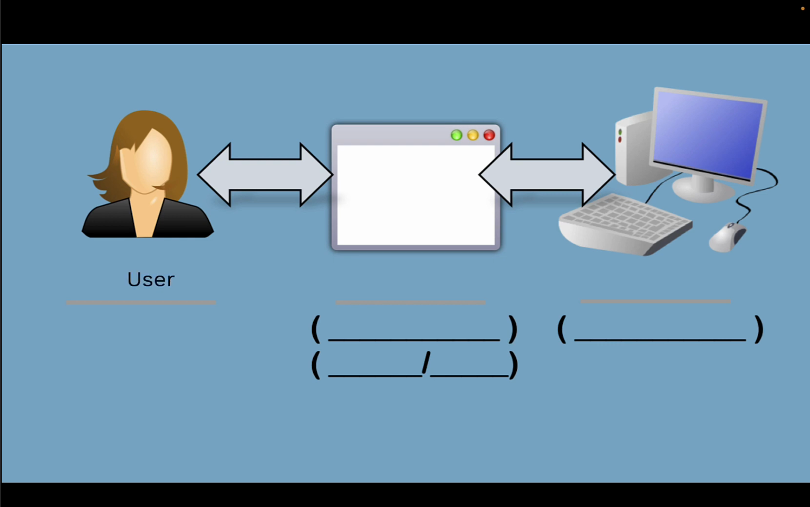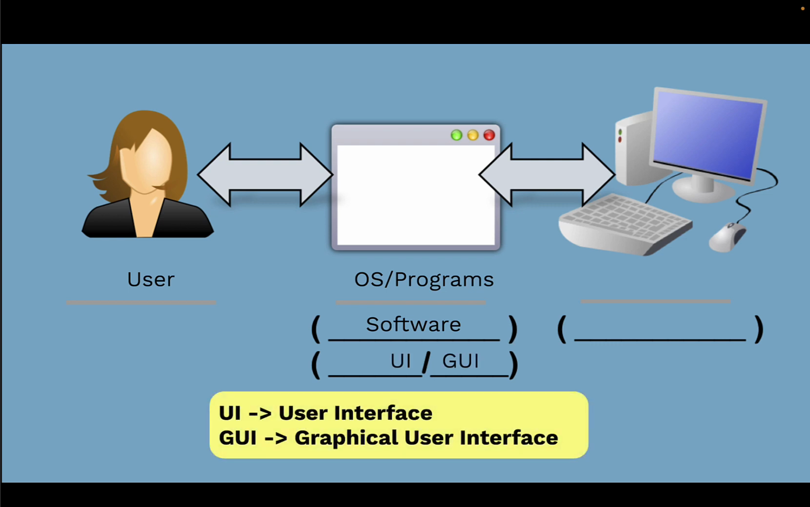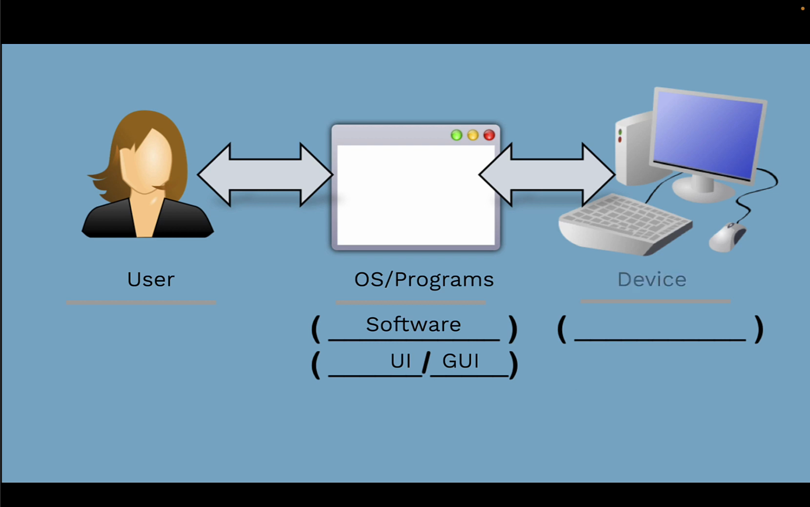So you have a typical user that interacts with an operating system or set of programs. This is going to be referred to as software. Software gives us the UI or GUI, simply referring to the user interface or the graphical user interface, which then interacts with a device. Now again, it doesn't have to be a computer anymore. There's plenty of different things out there, doorbells, light bulbs, etc. And this is going to be a specific hardware.